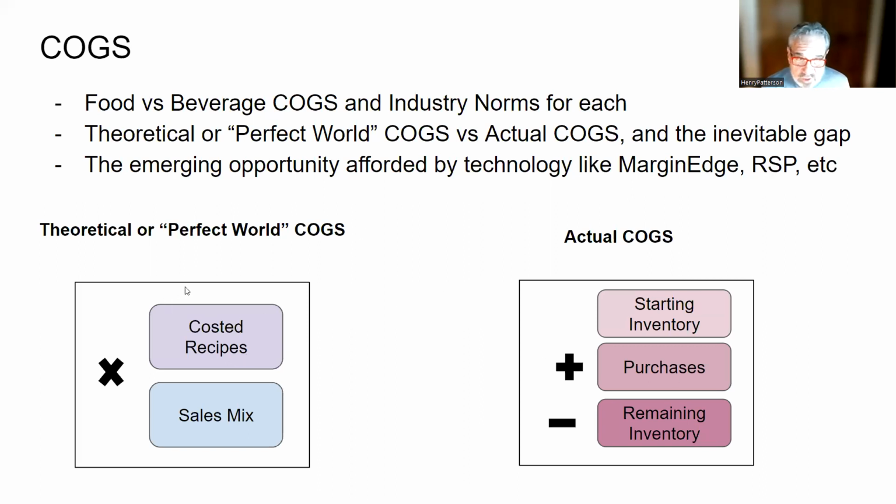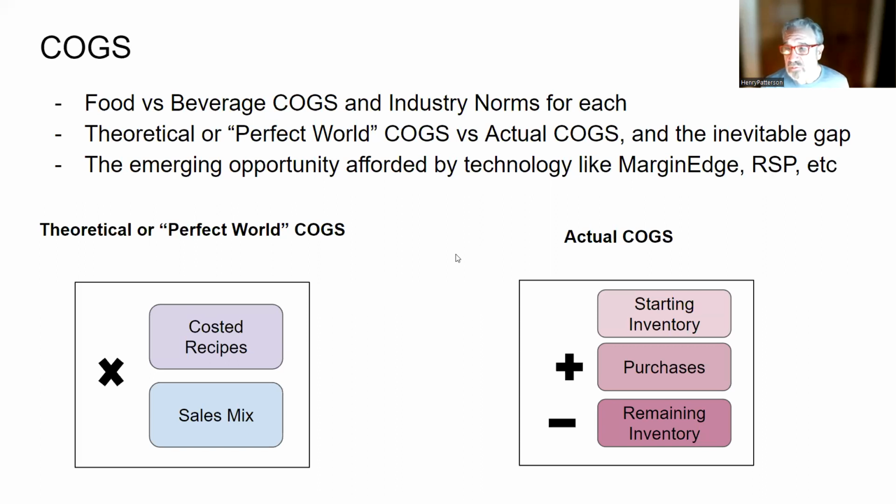But let's go through this little formula here so you understand. If you wanted to calculate what your theoretical cost of goods is, you would take your cost of recipes and multiply it by what's called a sales mix. Let's say you sell 100 of this item on your menu and 60 of that item and 70 of that item, and each of those items has its particular cost of goods associated with it. So in order to get your theoretical, you would multiply the cost of goods of item A times how many of that item you sold, and you'd add that likewise to item B and item C, and you'd get this theoretical cost of goods.